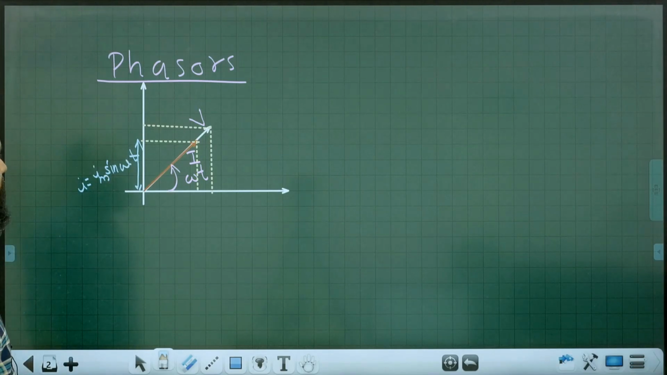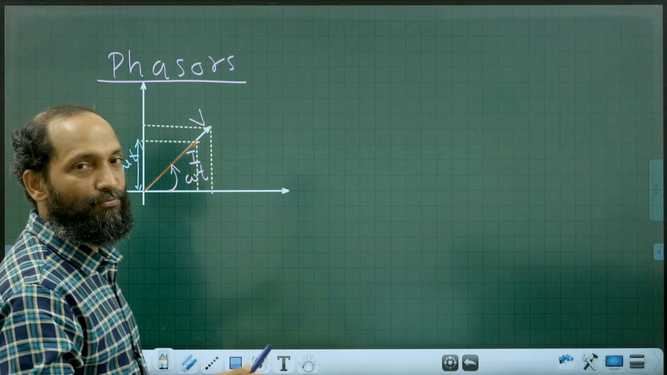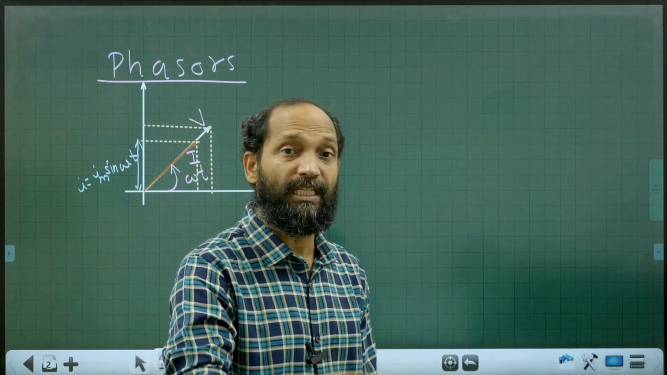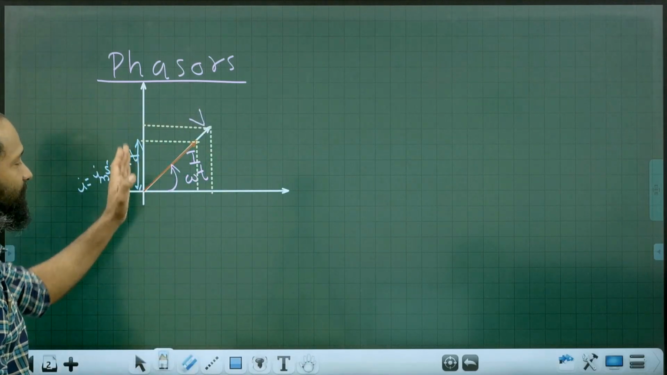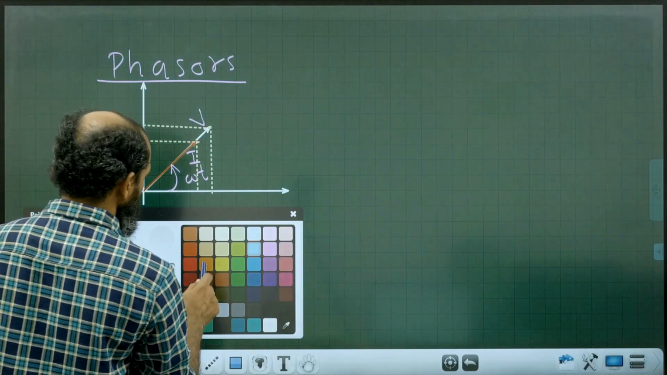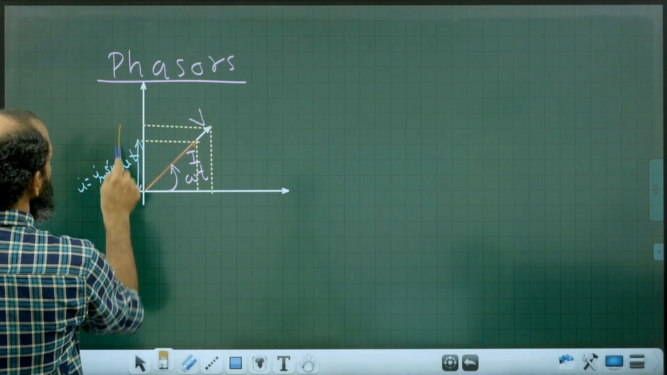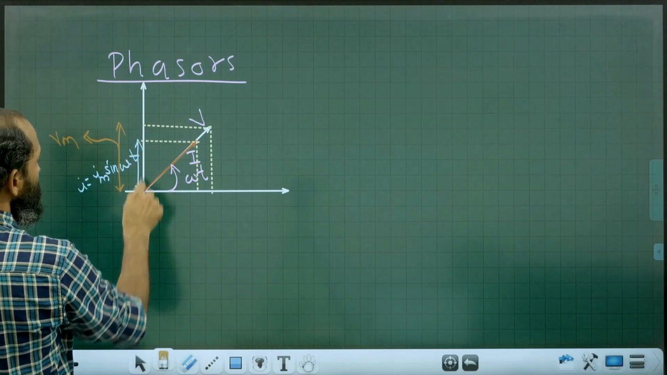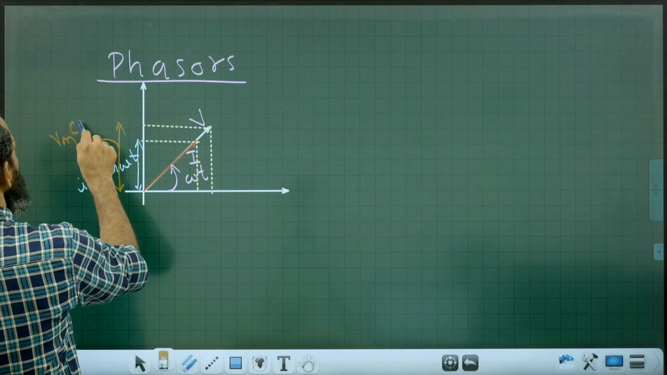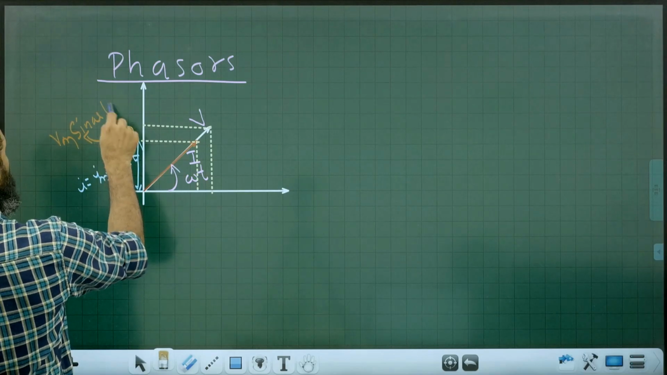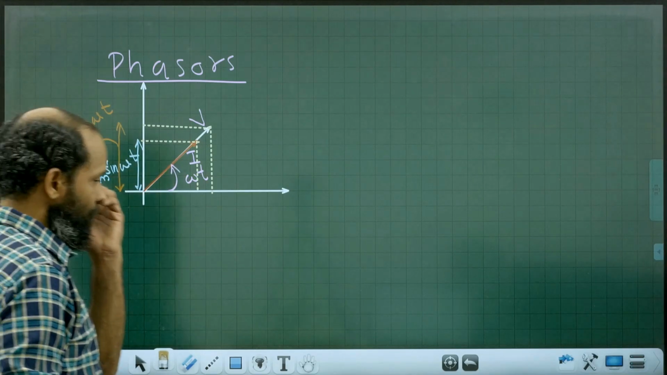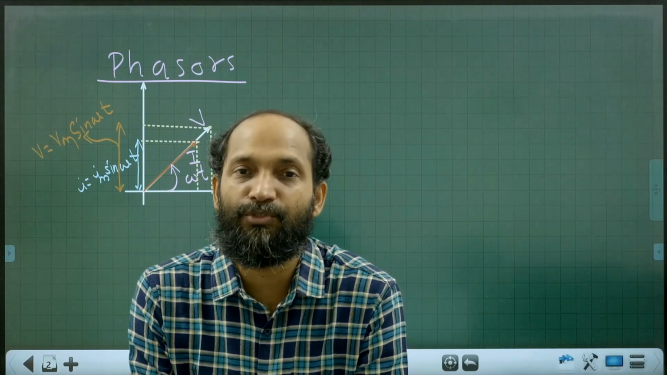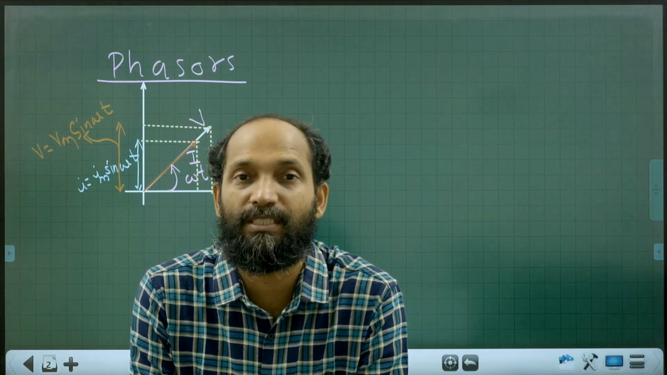So for getting the instantaneous value of that phasor, we have to drop a perpendicular from the tip of that phasor onto the vertical axis and measure that projection. Similarly, you can measure the instantaneous value of voltage by finding the projection onto the vertical axis, that is Vm sin omega t. So the projection from the tip of any phasor onto the vertical axis gives rise to the instantaneous value of the same.